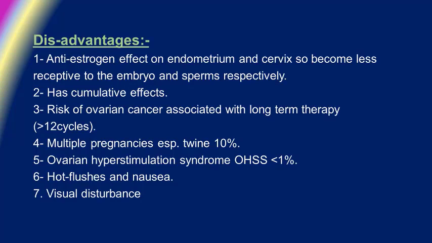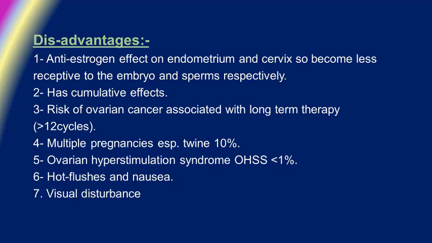Second side effect is cumulative effect. What do we mean by cumulative effects? When we give Clomid in this cycle, it will act for about how many cycles? About 2 to 3 cycles. So in the second cycle, when we give another Clomid, there will be an extra dose of Clomid action, and the third cycle and fourth cycle and so on.